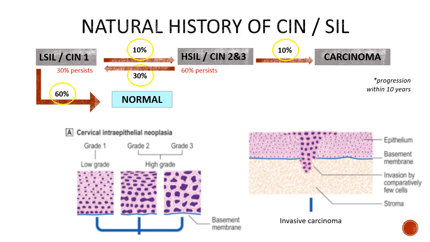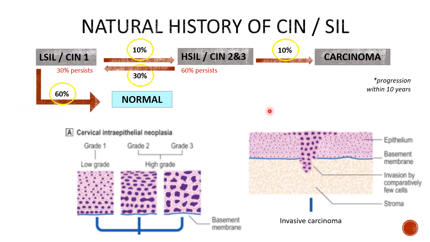Briefly on the natural history of CIN or SIL, I just want to highlight a couple of things. First, even with someone who has developed LSIL or CIN1, only a small proportion will progress to a higher grade lesion. Of this population, about 10% will progress to high grade, but a majority of them, about 60%, can actually regress. And even if someone has developed high grade squamous intraepithelial lesion or CIN2 and 3, of these, only 10% will progress to carcinoma, whereas the majority will persist, and around 30% still has the potential of regression.